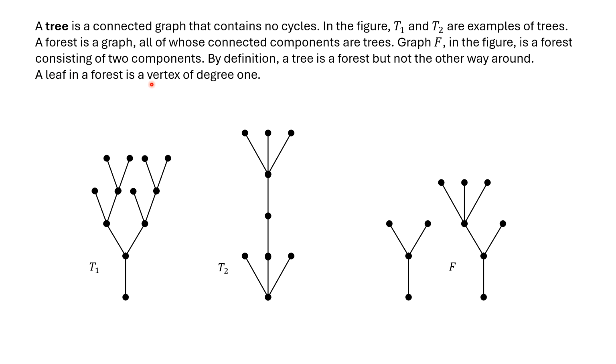Then a leaf in a forest, or for that matter, a leaf in a tree, is a vertex of degree 1. You notice most things here have degrees higher than 1, but this has degree 1, and these things on the end also have degree 1. There's only one edge connected to them. So these are leaves here. This is a leaf, and this is a leaf. Then in our forest, these two are leaves. This is a leaf. This is a leaf. This is a leaf. And these three are leaves.